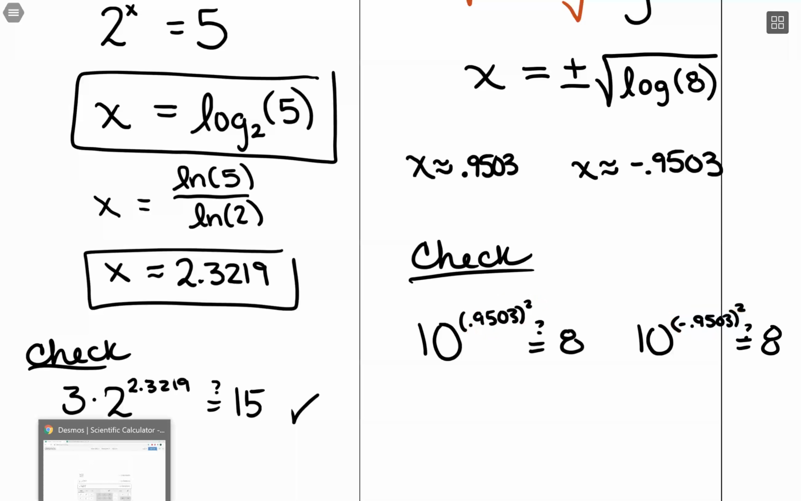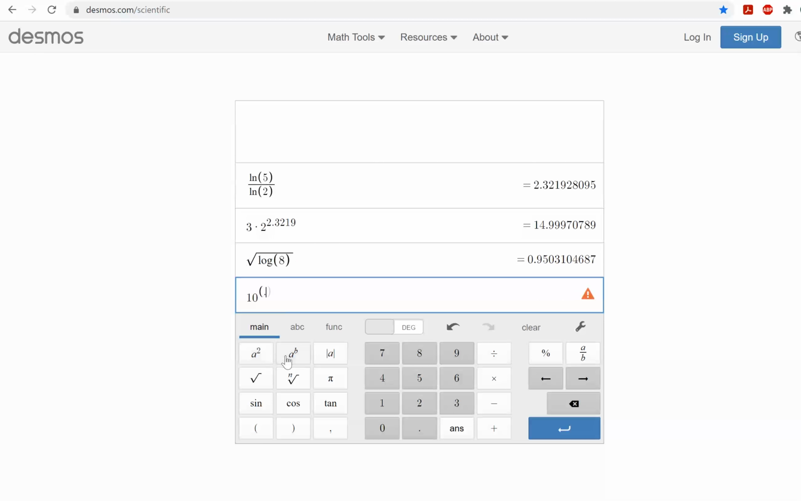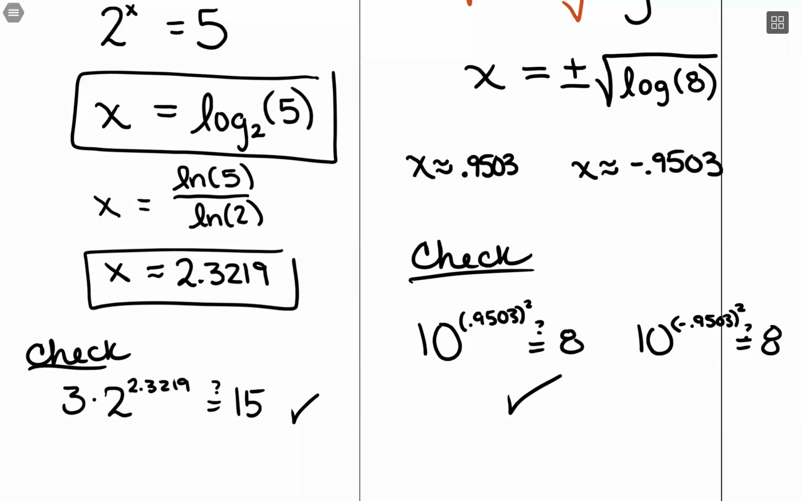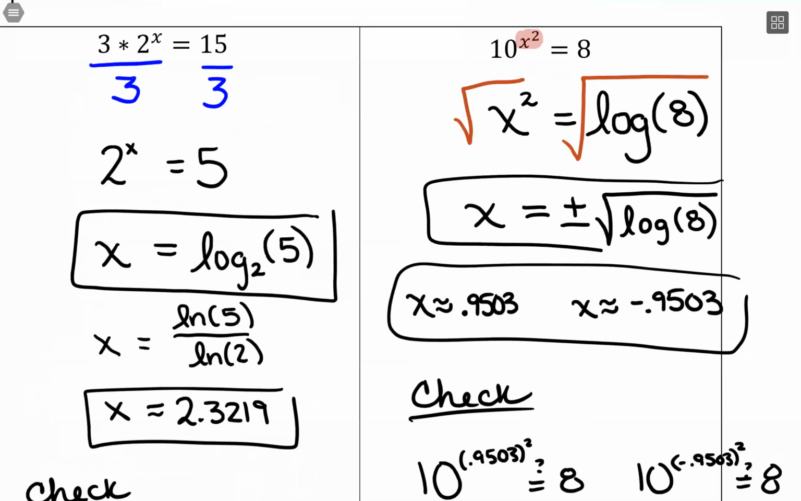So with that, let's just go to our calculator and have 10 with an exponent of 0.9503. And then we're going to go ahead and square that. As you can see, that would round to a whole number of 8, which is perfect. And same exact thing if there's a negative in there. So that all checks out. So we have our estimated solutions and our exact solution.